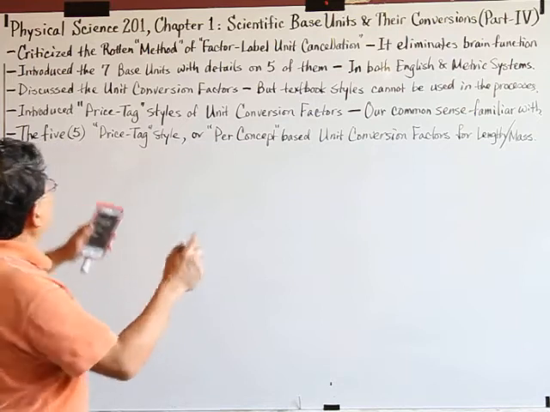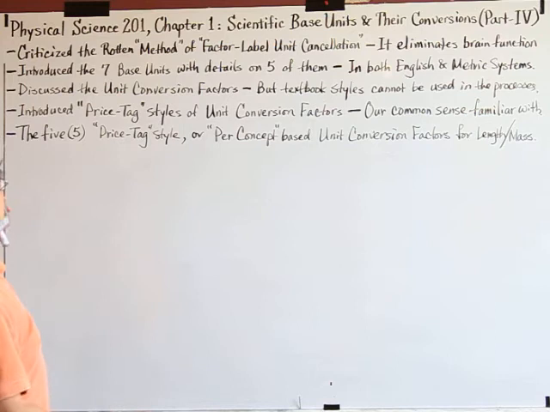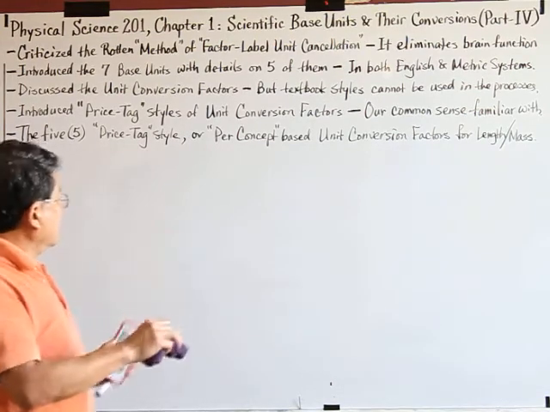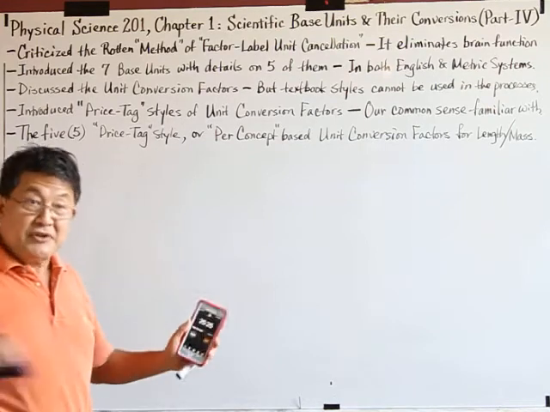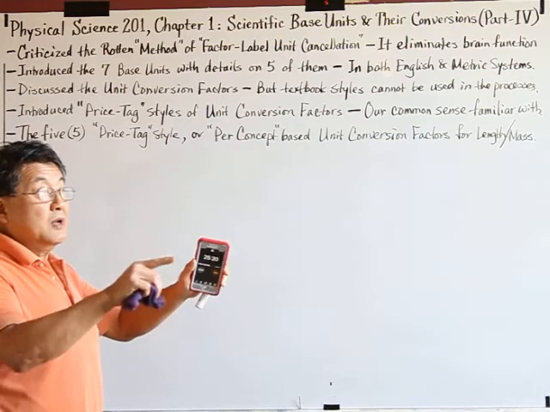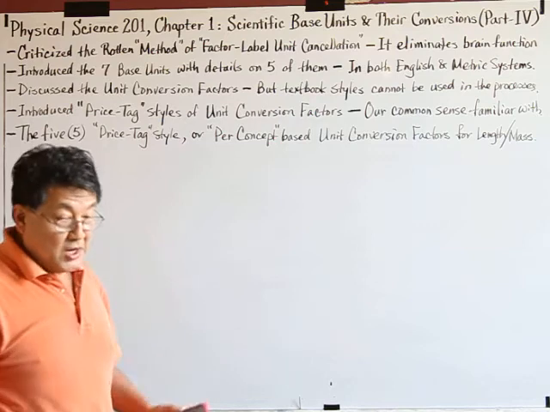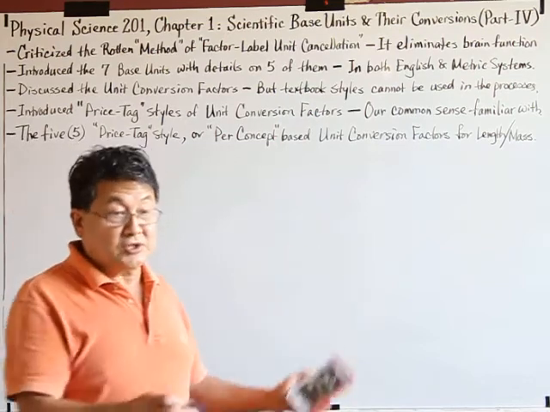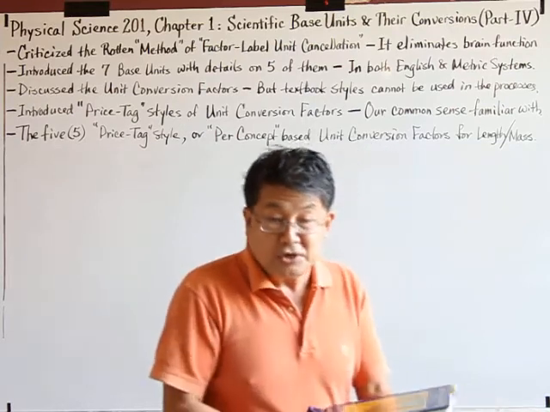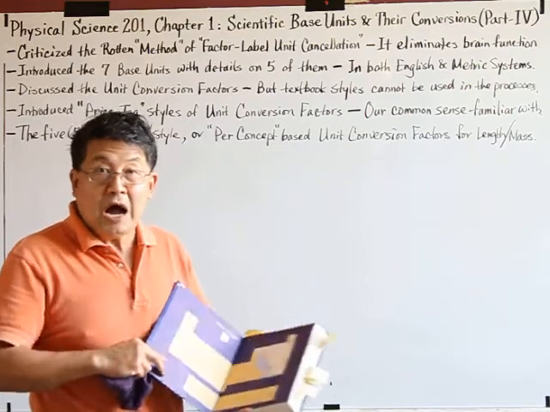So then we introduced the 7 basic units, 5 of them, in both the English and the metric systems. We did that. And then we discussed the unit conversion factors, right? Listed, right? In the textbook, almost every textbook will give you a list, either at the time they talk about scientific conversion units, or, most of the time, each textbook will have 1 page, either a front hard copy page right here.